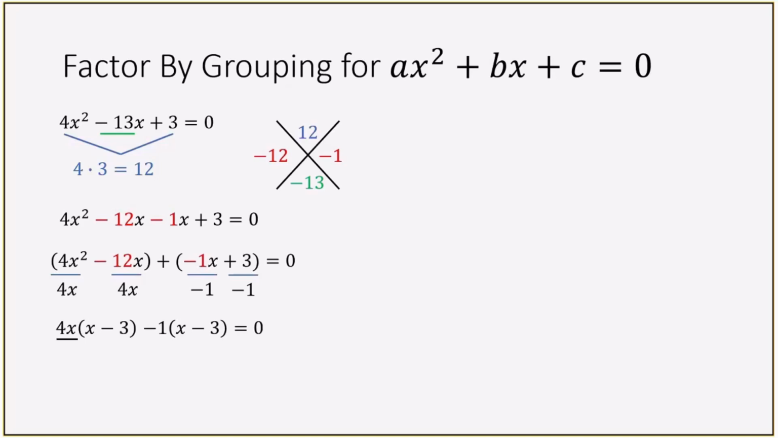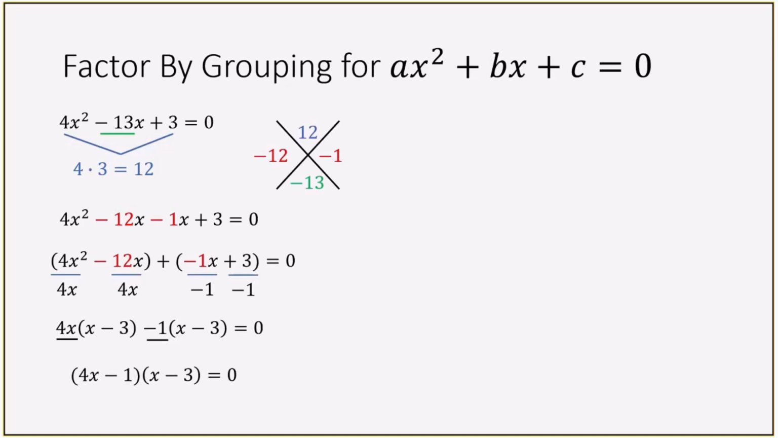And so I look at the two terms in front of my groups, so the 4x and the negative 1, and that becomes one of my factors. And then my other factor is the thing that matched up, my pair. I have my pair of x minus 3's, and so that's going to be my second factor. And now I have my factored form, 4x minus 1 times x minus 3.